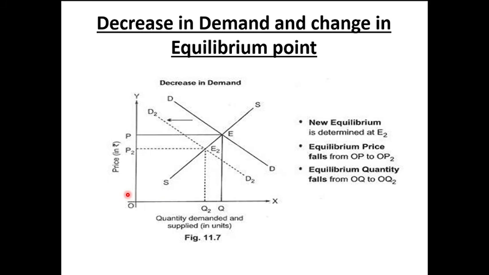Then the next one is decrease in demand and change in equilibrium point. I told you, dear students, equilibrium is a point where the demand and supply curves intersect each other. So this is the point of equilibrium here. Here OE is the point of equilibrium. Because of change in demand, demand is decreased, so it shifts from D to D2. In this case you can see OE2 is the new equilibrium point. So here P2 is the equilibrium price and Q2 is the equilibrium quantity. So this is a decrease in demand.